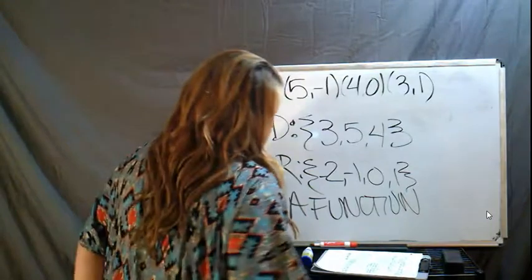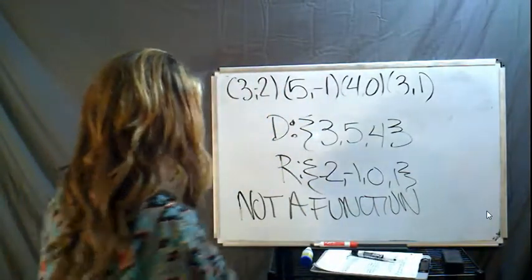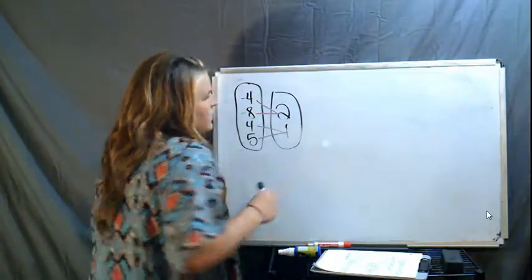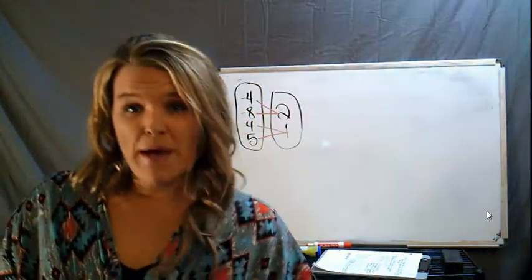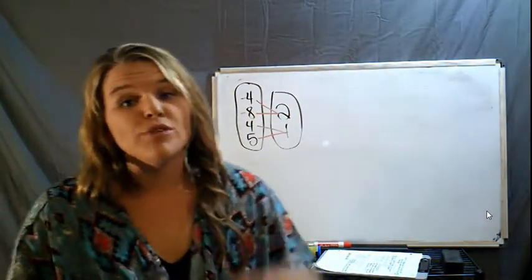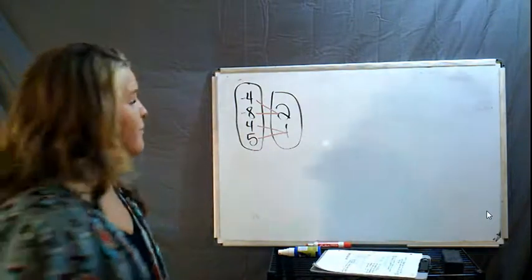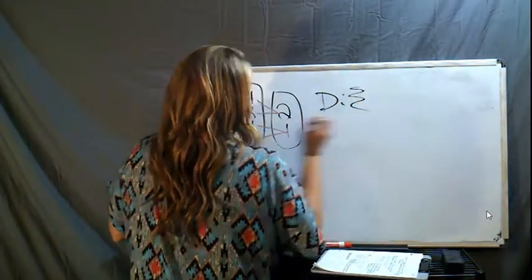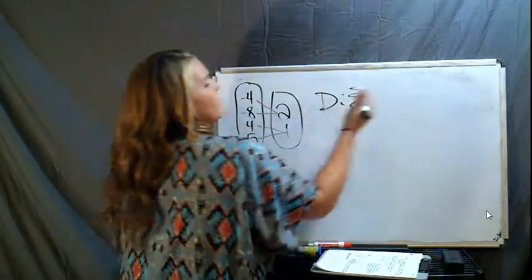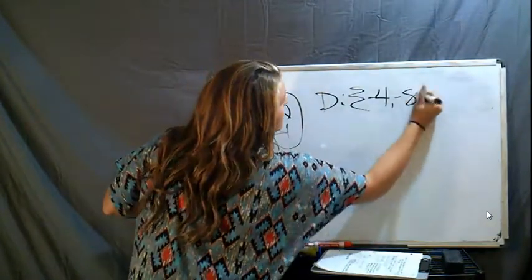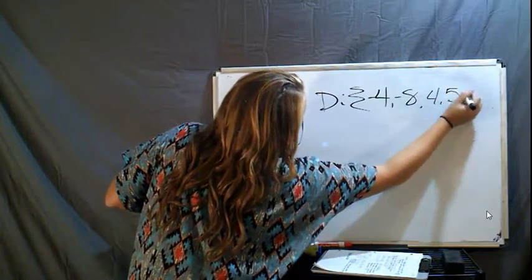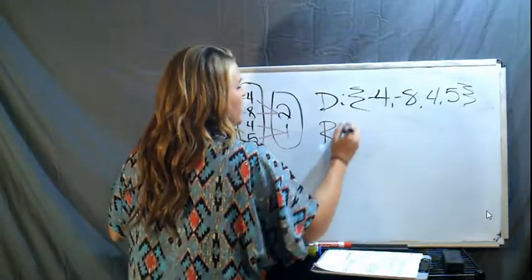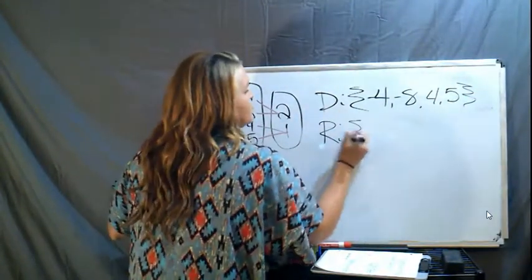Next one. The next one looks like this. We have a mapping diagram. So the first thing we need to do is determine what our domain and range are. Our domain is -4, -8, 4, and 5. And our range is 2 and 1.